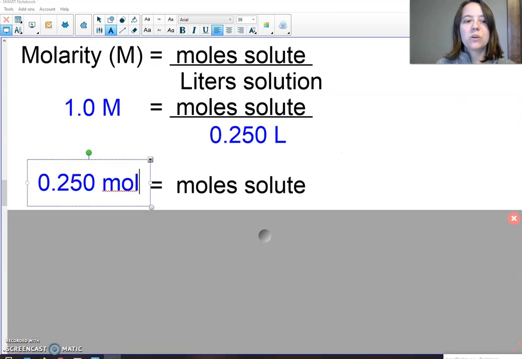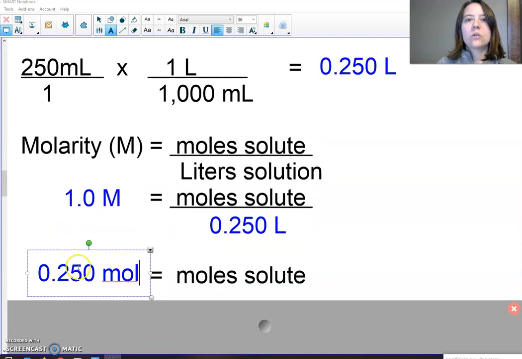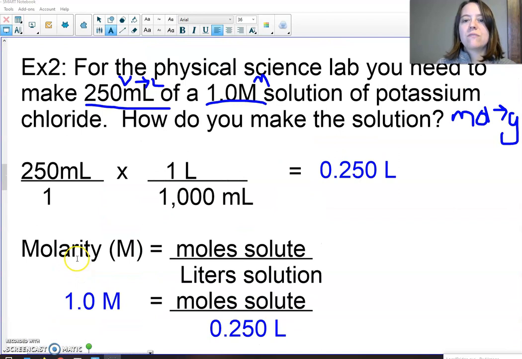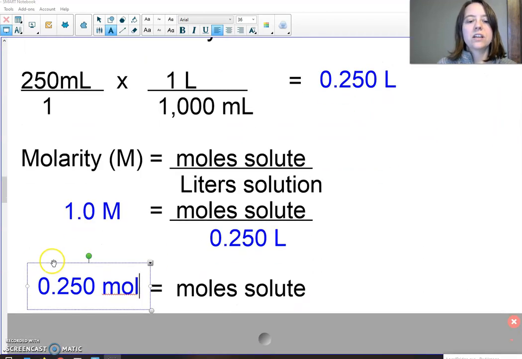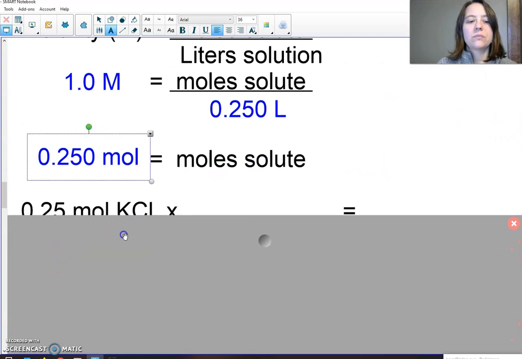If you had said 0.250 moles of solute, you would be correct. But we're not quite done yet, because if I told you to measure out 0.250 moles of potassium chloride, you wouldn't know what to do. We can only measure it out in the lab in grams, so we have to convert that to grams.